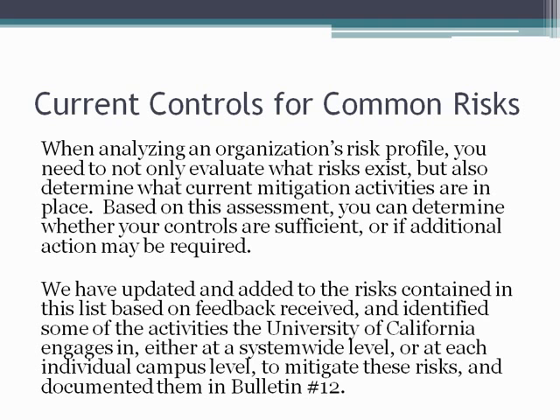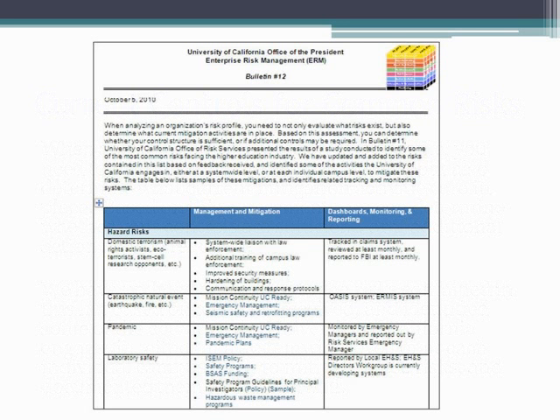And so we tried to take a look at that from a risk services perspective and see, for these top 44 risks, what are some of the common mitigation activities that we have in place? And so we did a review of that, and we pulled that together and documented them in Bulletin number 12. And so this is what Bulletin number 12 looks like, and it's available on the UC ERM website under the Resources tab with the bulletins.